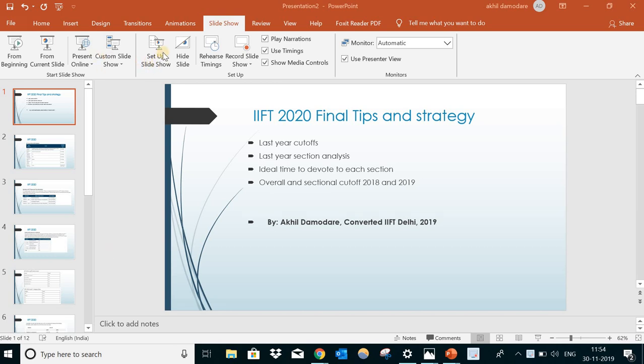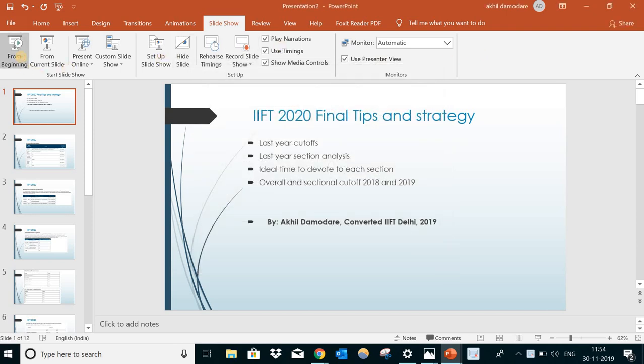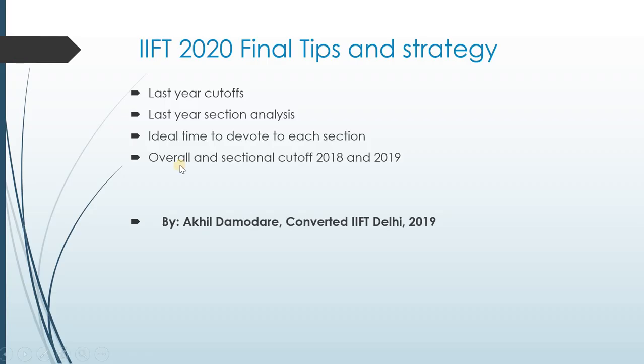And as you can see, this video is all about the IIFT 2020 final tips and strategy. Okay, so I'm going to say everything that I know about IIFT 2020: last tips, last year cutoffs, last year section analysis, the ideal time you should devote to each section, and overall and sectional cutoffs for the IIFT 2018 and 2019 exams. So this is by me, Akhil, converted IIFT Delhi 2019.